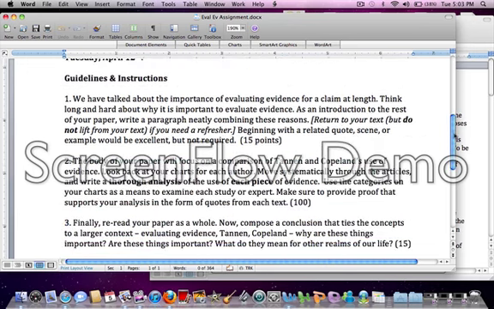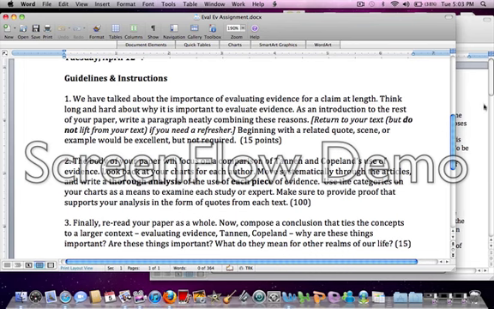First step. We've talked about the importance of evaluating evidence for a claim at length. Think long and hard about why it is important to evaluate evidence. As an introduction to the rest of your paper, write a paragraph neatly combining these reasons, your reasons. Return to your text, but do not lift from your text if you need a refresher. Beginning with a related quote, scene, or example would be excellent, but not required. Your introduction is worth 15 points.